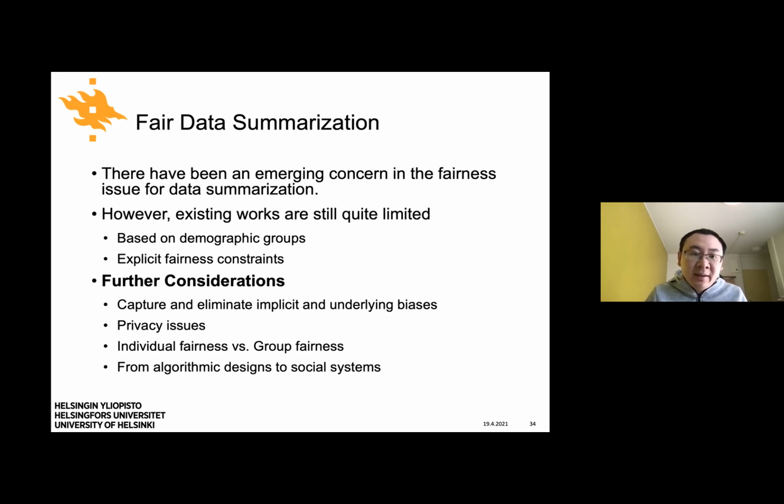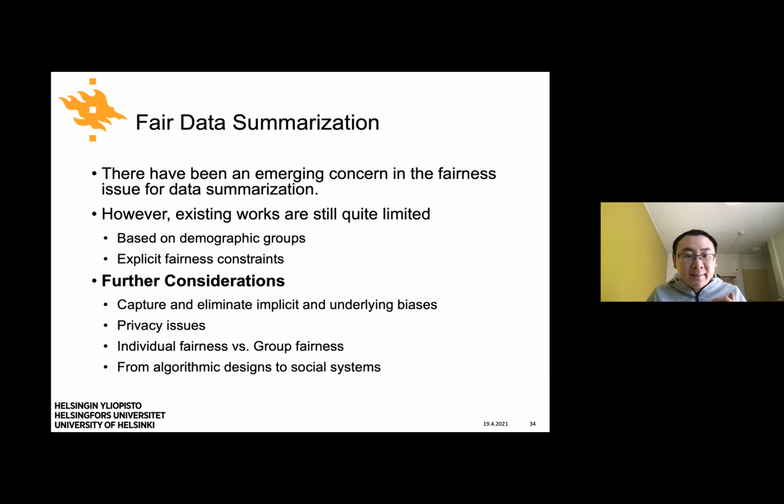So in the future, a good direction may be to capture and eliminate implicit and underlying biases in the dataset for data summarization. And second is, in these problems, we usually need to use the demographic attribute of the dataset. This will cause some concerns in privacy. So in the future, it may be good to consider privacy preserving methods for data summarization.